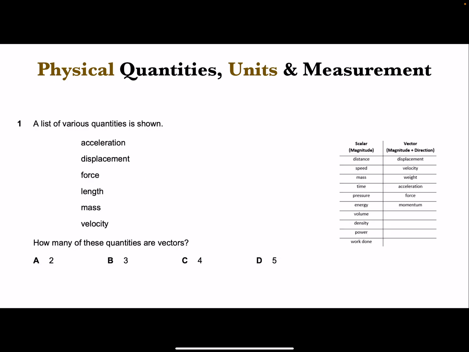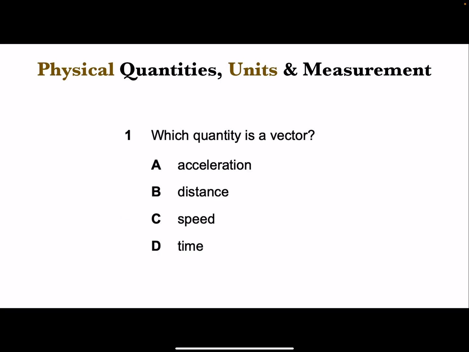Right, again, a list of various quantities is shown. How many of these quantities are vectors? Once you know all these quantities, you'll be able to better answer this question. But for now, the vector quantities are acceleration, displacement, force, and velocity. So 4.